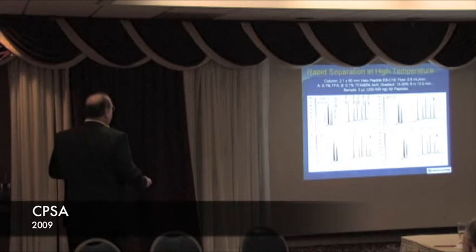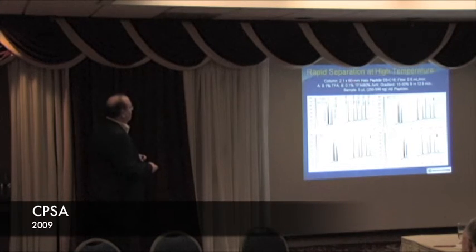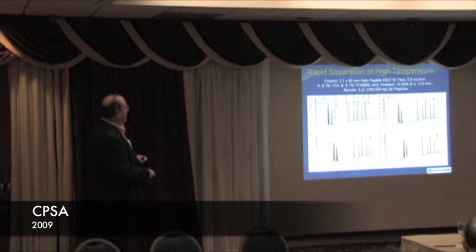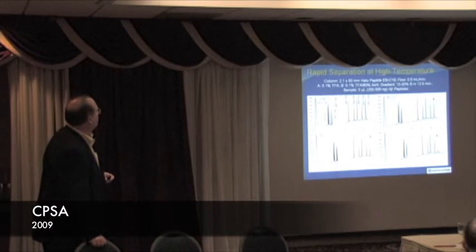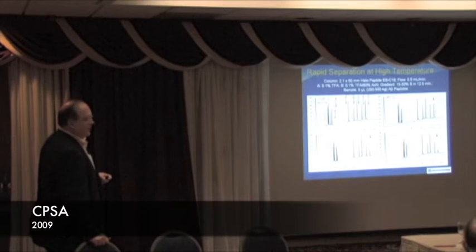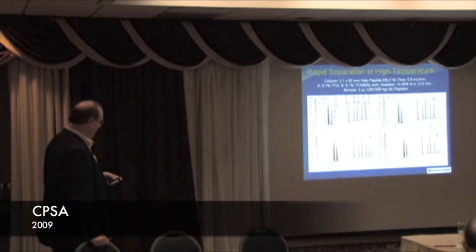Comparison of some fast gradients done on a 2.1 by 50 peptide column, again at a half a milliliter per minute, comparing several different temperatures for these very difficult to chromatograph, very lipophilic A beta peptides from Alzheimer plaques.